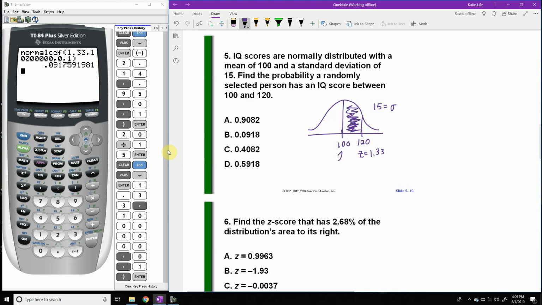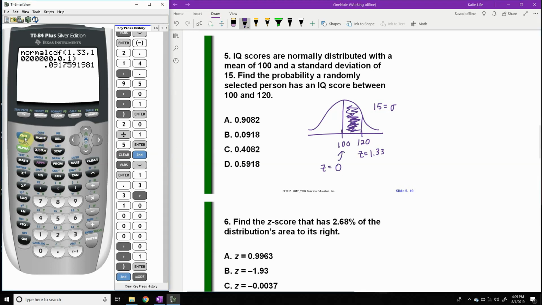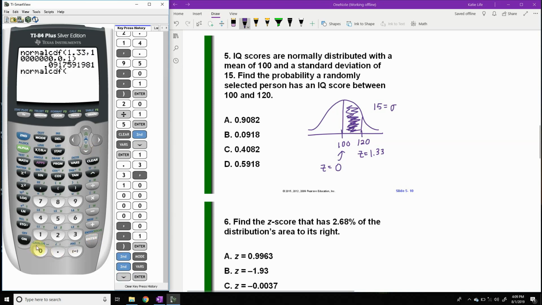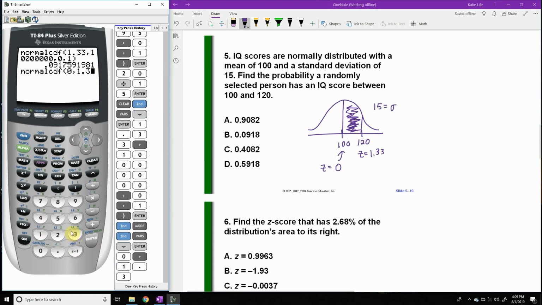Well, the z-score for the middle value is going to be 0, right? Because it's the mean. So I'm going to plug that back into the normal CDF again. But this time going from 0 to 1.33.